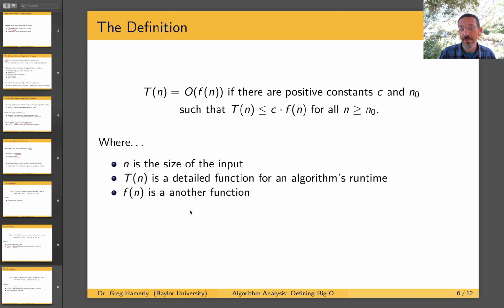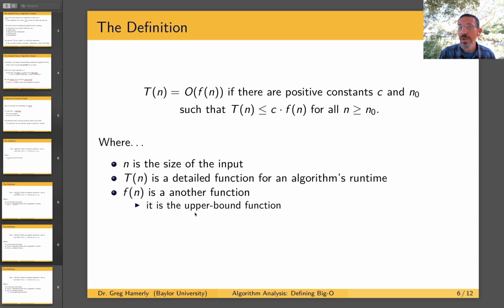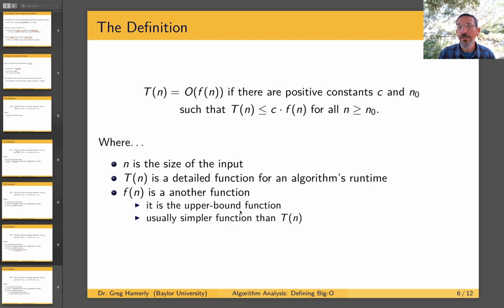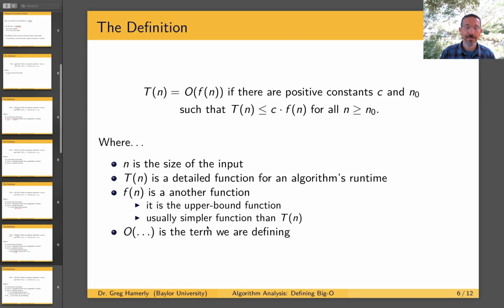F of n is another function. It's the function that we think of as the upper bound here, and it's hopefully, usually, simpler than T of n, okay? So we have a complicated T of n. We're looking to find a simpler f of n that makes this definition true.